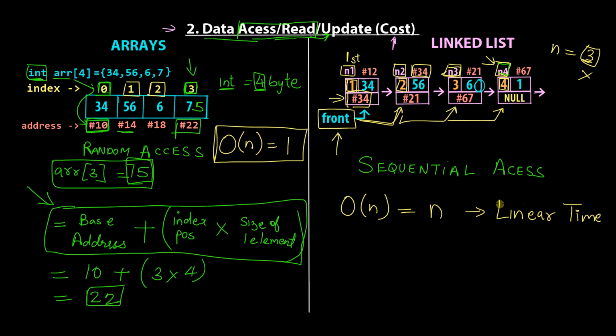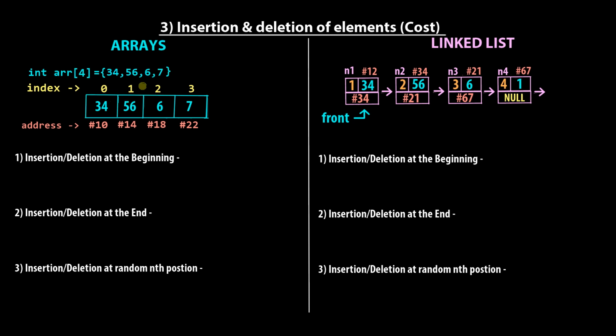So hence we can conclude that data access, read and update is much faster in an array data structure in most scenarios compared to data access, read and update in a linked list. Alright, so let's move on to the next criteria of comparison. The next criteria of comparison is insertion and deletion of elements in the data structure. So which data structure is better when it comes to inserting and deleting elements from it? Is it array or linked list?